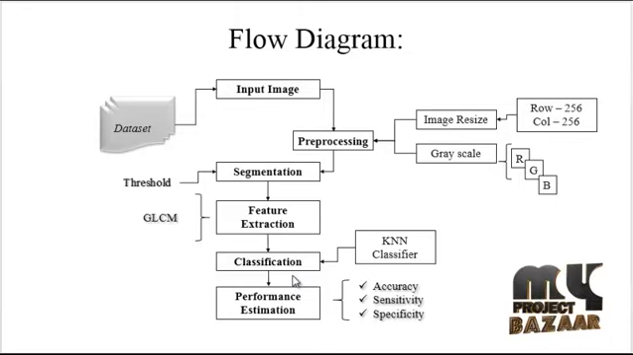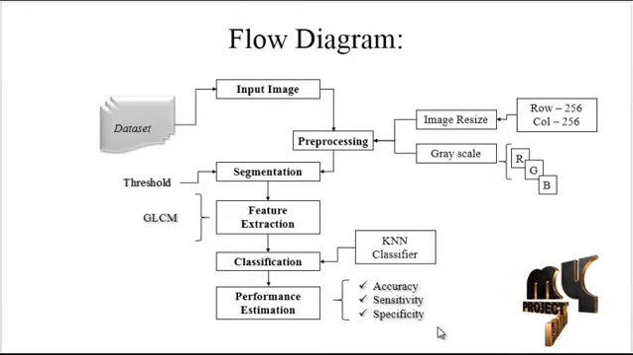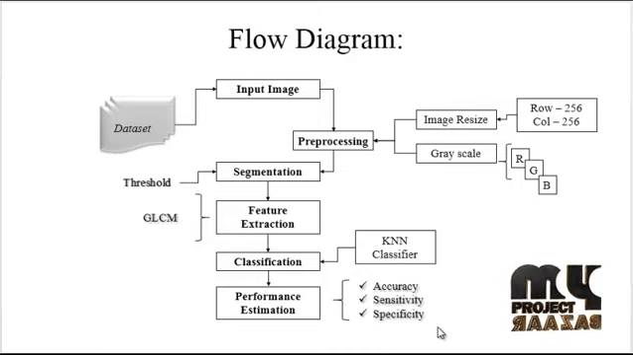Then finally the performance estimation. In this performance estimation we have three kinds of performance: accuracy, sensitivity and specificity. Based on these three parameters we can justify whether our process is efficient or not.